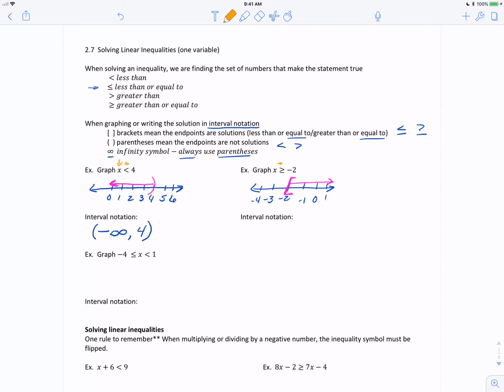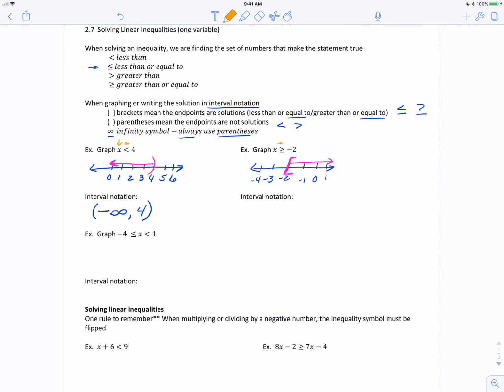So, but that only works if the x is on the left-hand side. So if you want to solve them that way, that just makes those easier to read and easier to put on a number line also.